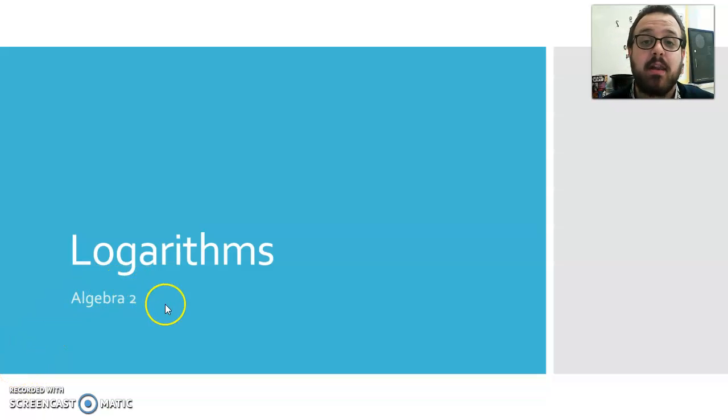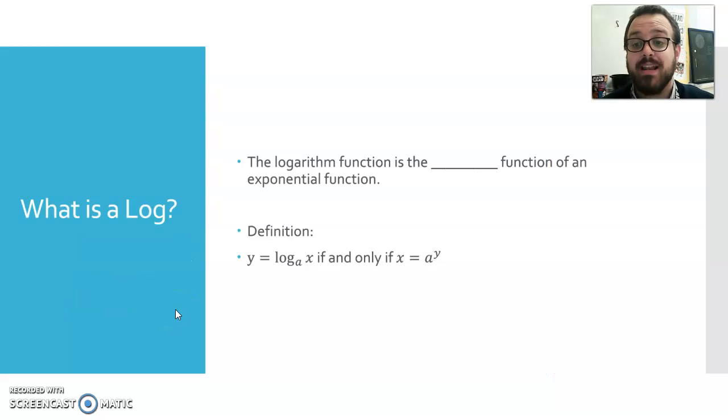Today we're going to be talking about logarithms. What are they? What are some things we can know about them? And why are we talking about them in this course? So logarithms, what is a log?